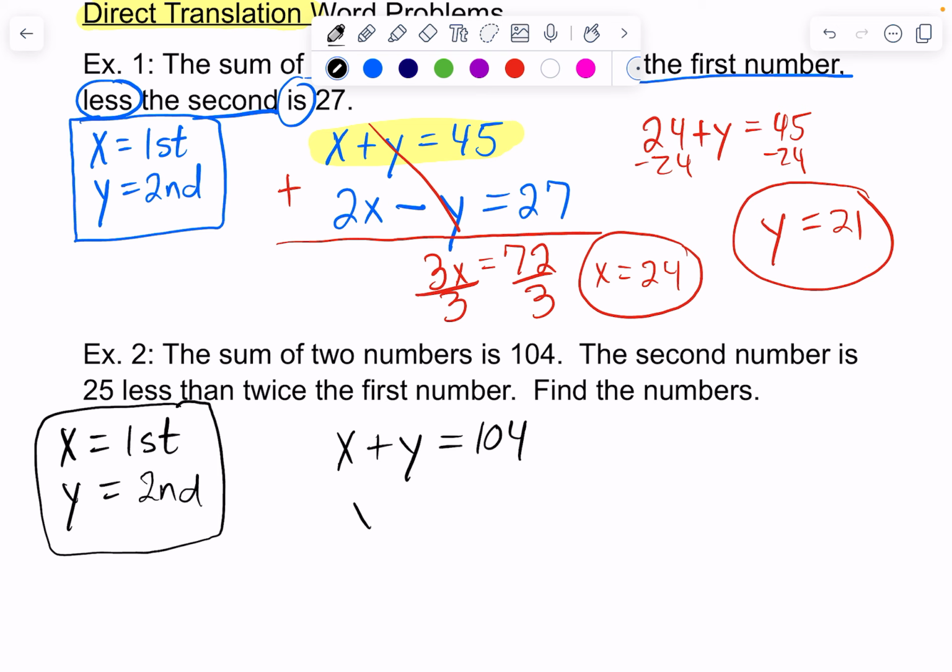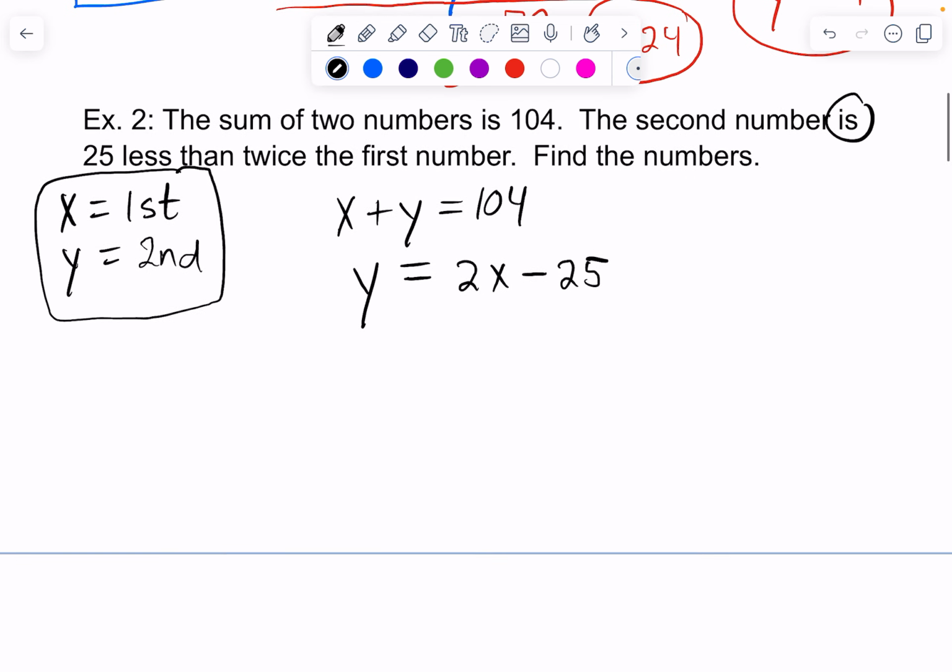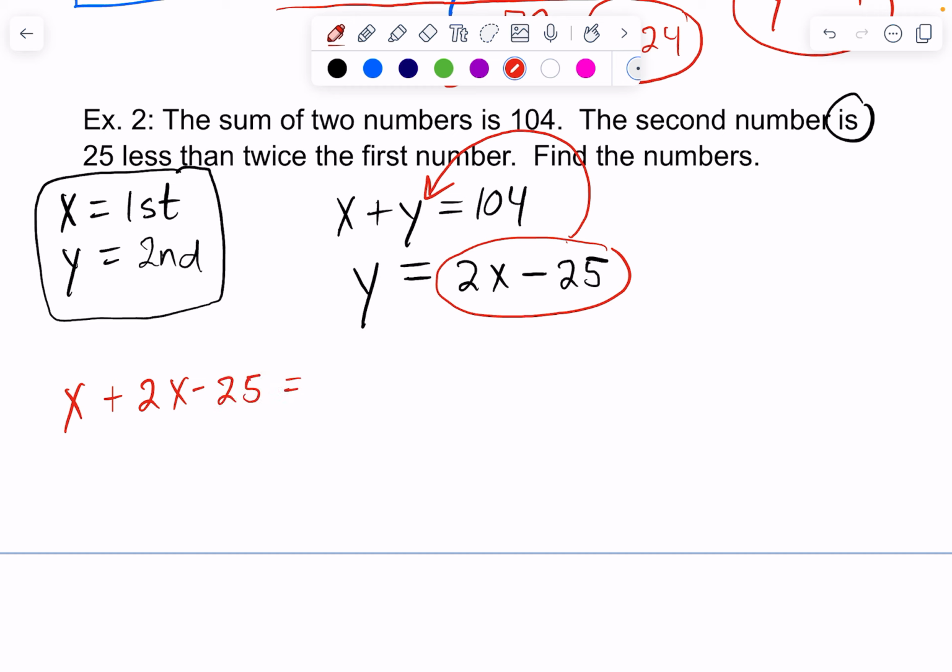So the second number, which is y, equals 25 less than. Remember that in less than you switch. So it's 25 less than twice the first number. So that's 2x minus 25. And there you have it. You have your system. Now in this particular case, I'm going to use substitution because they gave you the value of y. I'm going to plug that value into the y of the first equation. So I've got x plus 2x minus 25 equals 104.